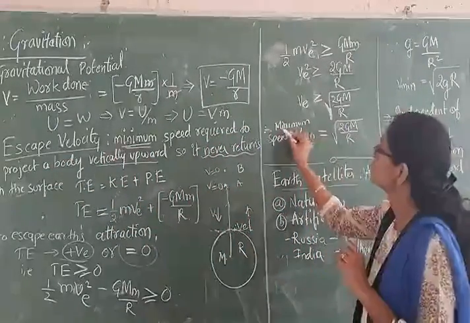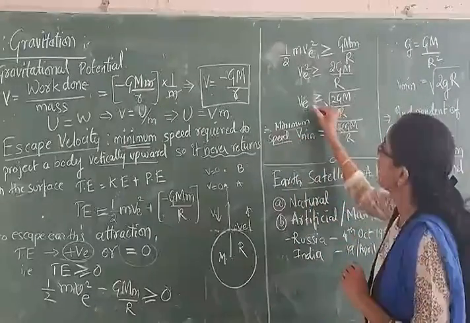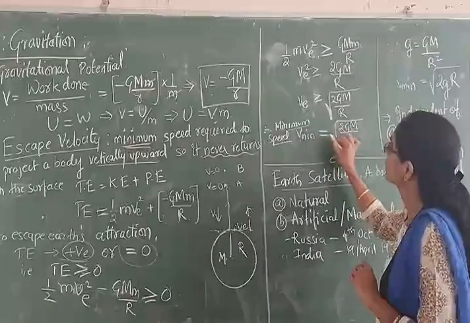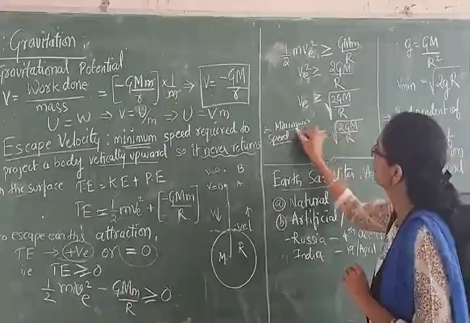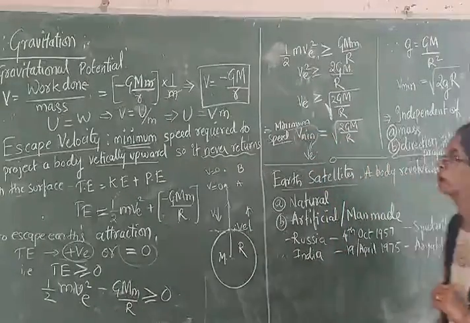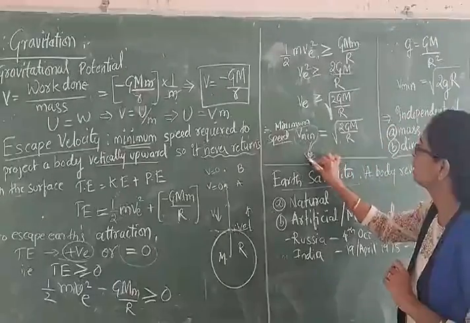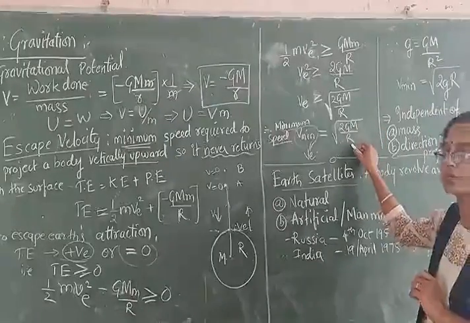To escape the Earth's surface, we need the minimum escape speed. Therefore, I will replace this v_e by v minimum. So v minimum is equal to root of 2GM upon R, and this v minimum is nothing but the escape velocity of the object. Therefore, the formula for escape velocity is v_e equals root of 2GM upon R.